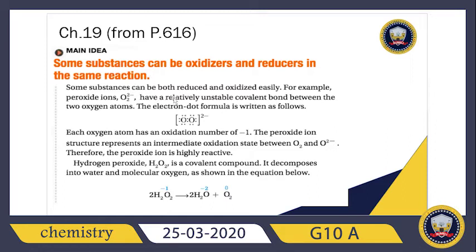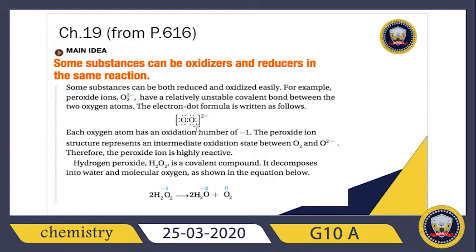Some substances can be both reduced and oxidized easily. For example, peroxide ions have a relatively unstable covalent bond between the two oxygen atoms. You see here, the electron dot formula is written as follows. So this is a very reactive, unstable covalent bond. Each oxygen atom has an oxidation number of -1. Do you remember before when we took the oxidation numbers? We said generally the oxidation number for oxygen is -2, except what? In peroxide it is -1.